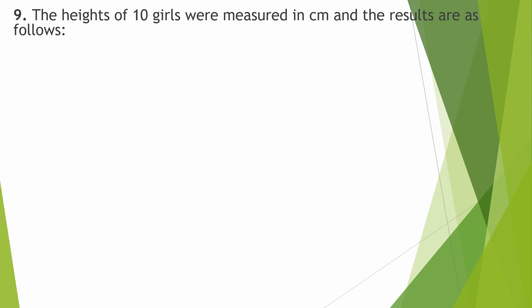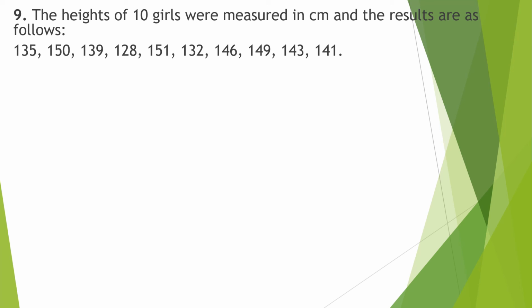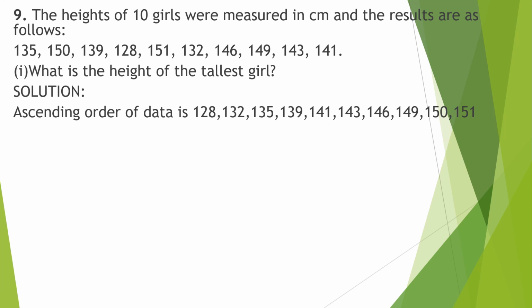Next, question number 9. The heights of 10 girls were measured in centimeter and the results are as follows. 135, 150, 139, 128, 151, 132, 146, 149, 143 and 141. We can find what is the height of the tallest girl. So first we can arrange the data in ascending order. So by observing this data, we get the height of tallest girl is 151 centimeter.